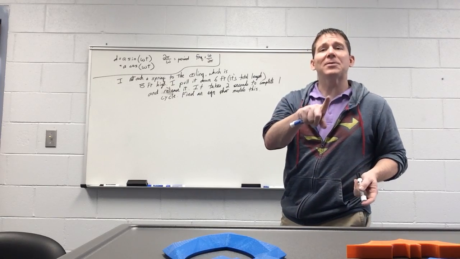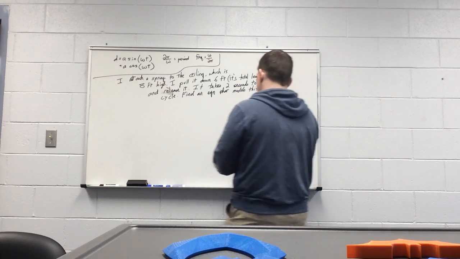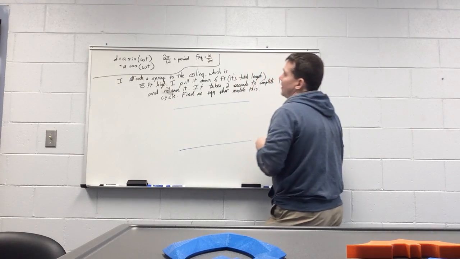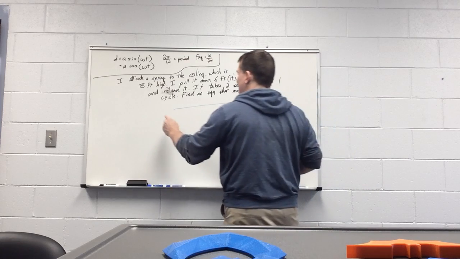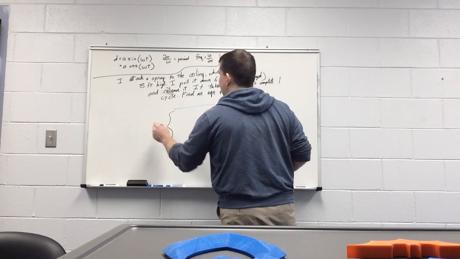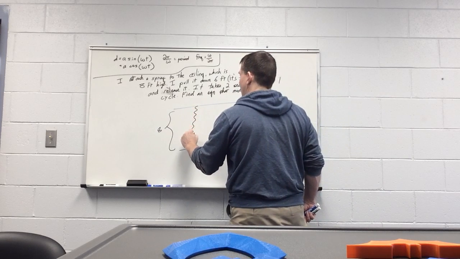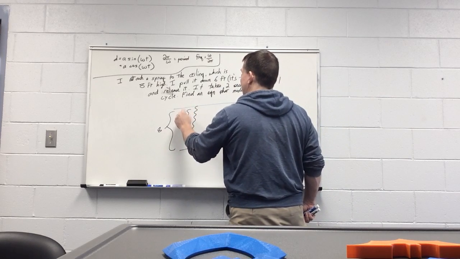First thing we can do, as we've said repeatedly for trig, draw a picture. So if I draw a picture, there's the floor, there's the ceiling. I attach a spring to the ceiling, which is 8 feet high. So that's 8. I pull it down 6 feet. So that's a distance 6.